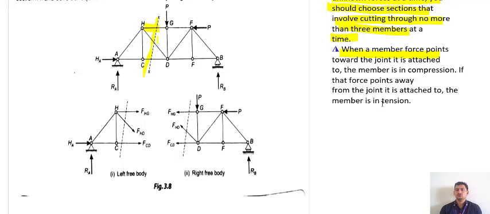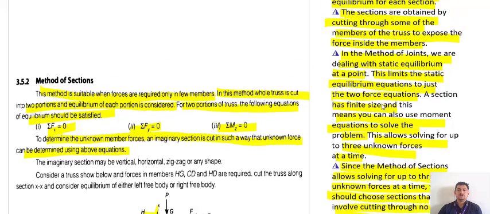When a member force points towards the joint it is attached to, the member is in compression. This is the concept that we used earlier also. When the force in the member is towards the joint, the member is in compression, and if the force points away from the joint, the member is in tension. So this is the concept behind the method of section.